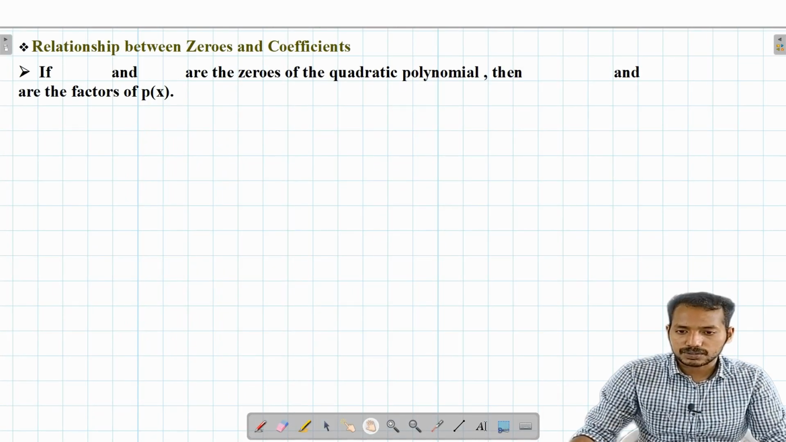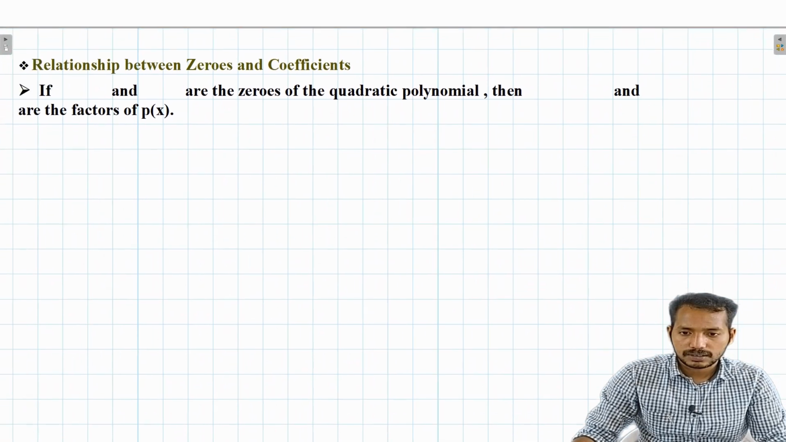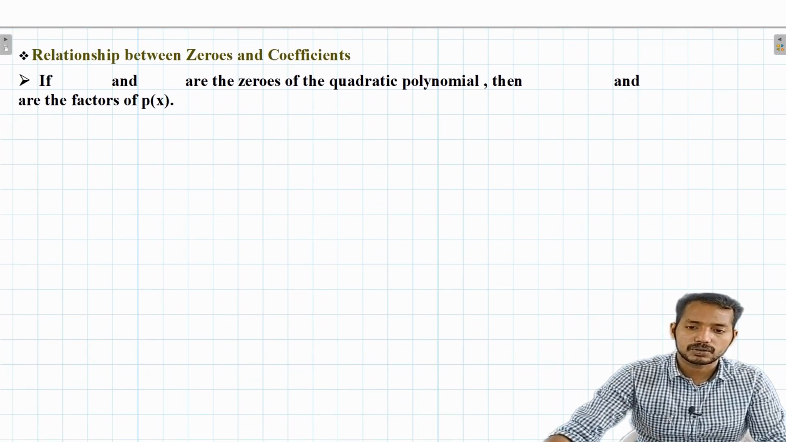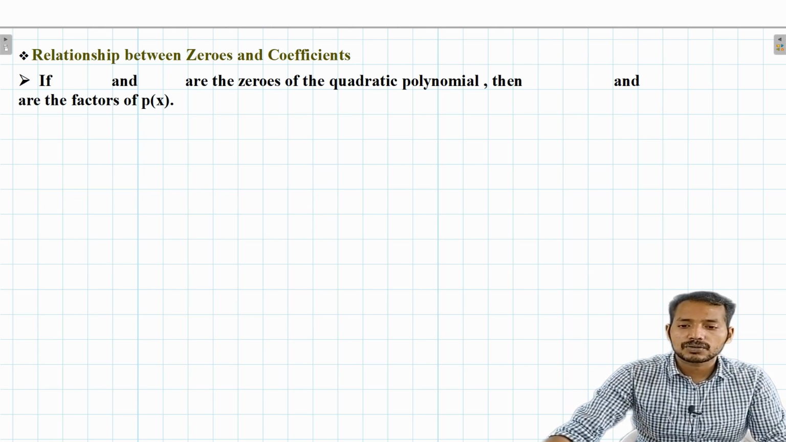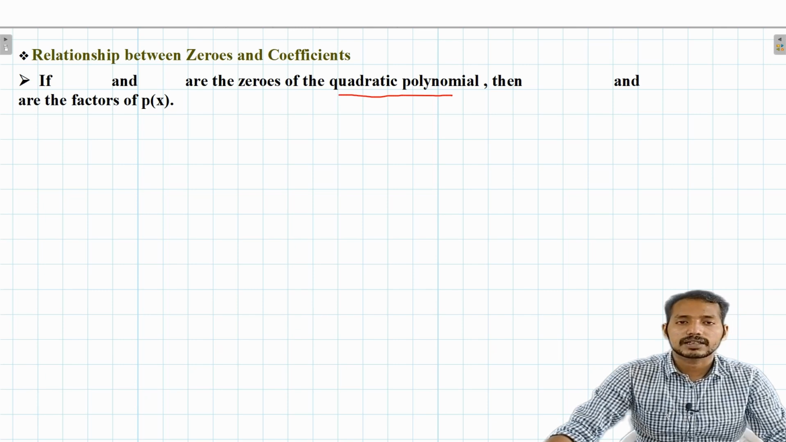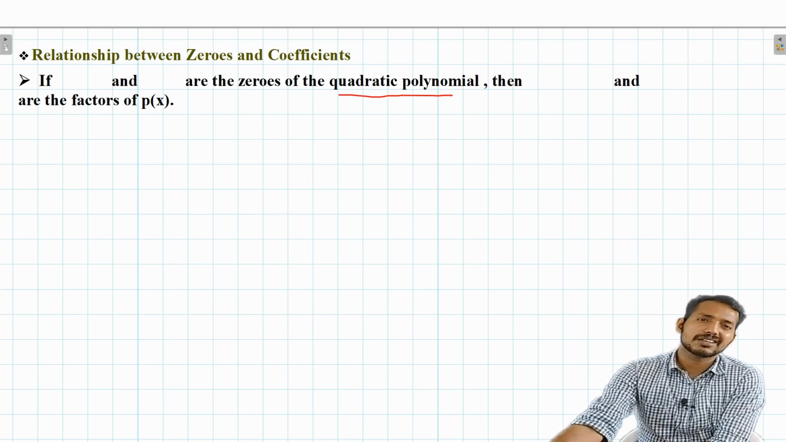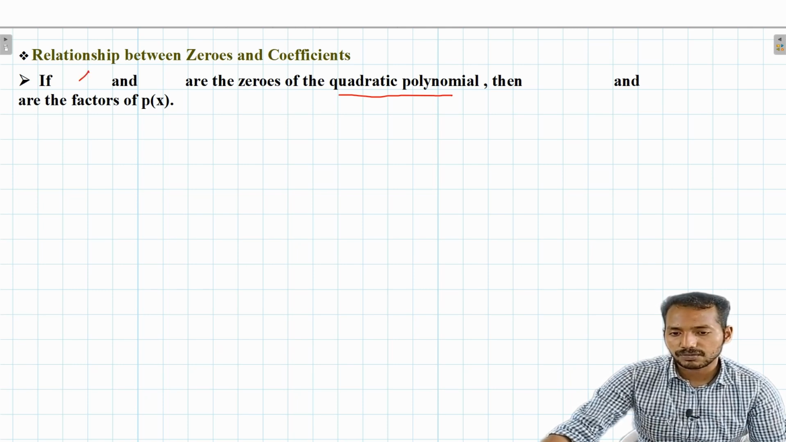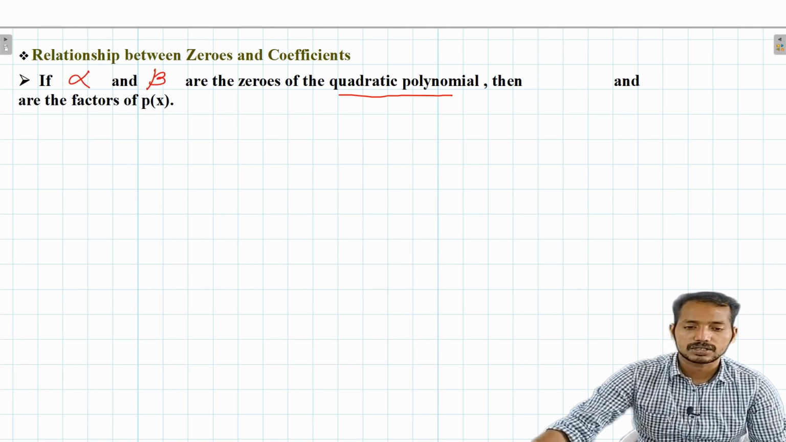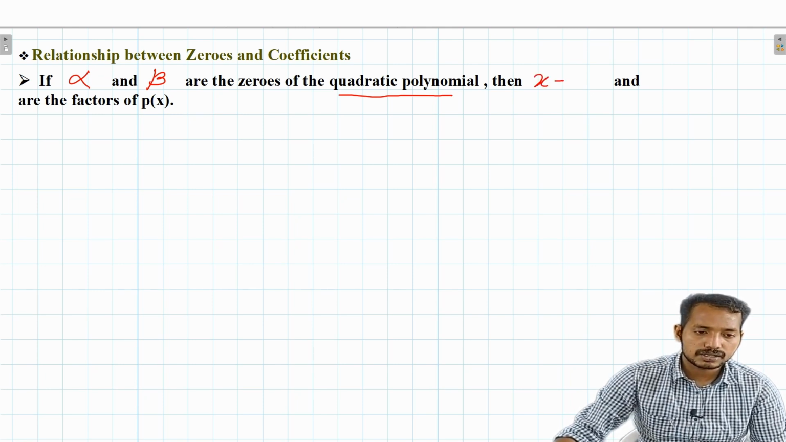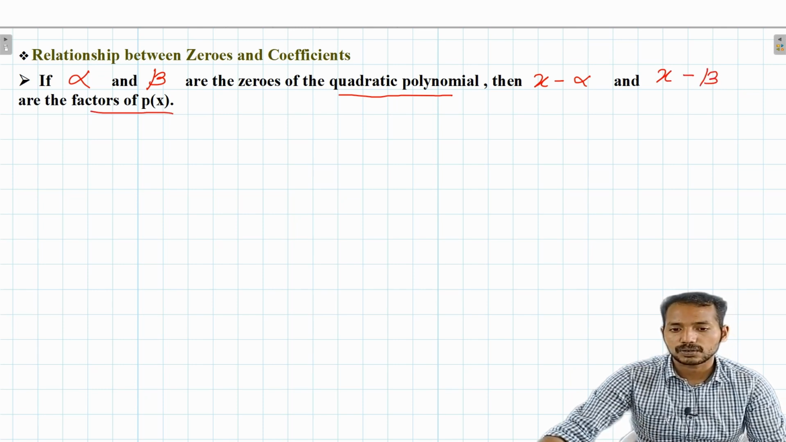Next topic we are going to see is the relationship between zeros and coefficients of the polynomial. First we are going to discuss the quadratic polynomial, second the cubic polynomial. A linear polynomial is very simple. Okay. So in the case of a quadratic polynomial, if alpha and beta are the zeros of the quadratic polynomial, then x minus alpha and x minus beta are the factors of this polynomial.